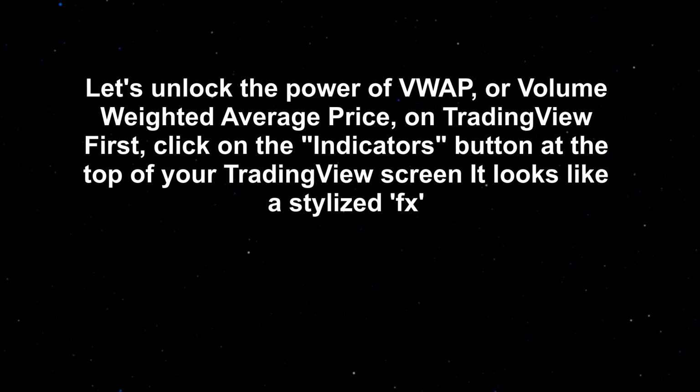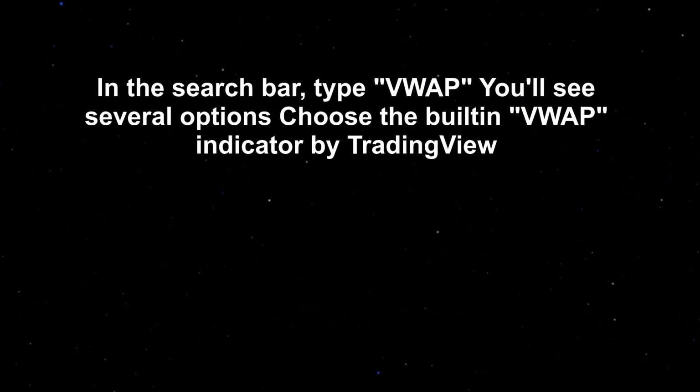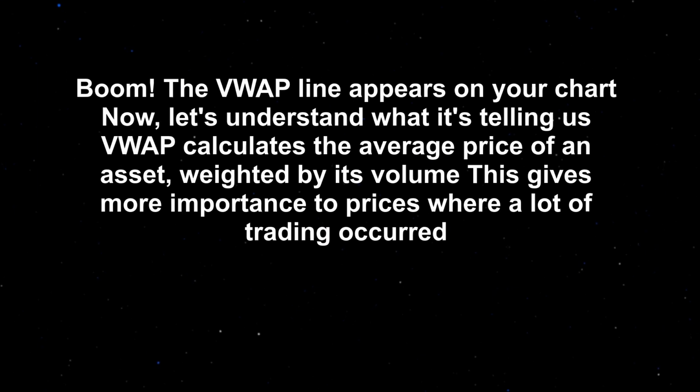Click on the Indicators button at the top of your TradingView screen. It looks like a stylized FX. In the search bar, type VWAP. You'll see several options. Choose the built-in VWAP indicator by TradingView. Boom! The VWAP line appears on your chart now.